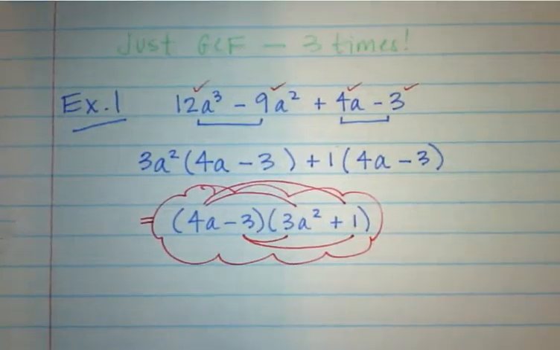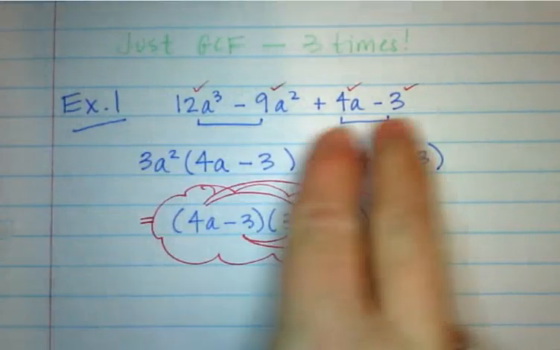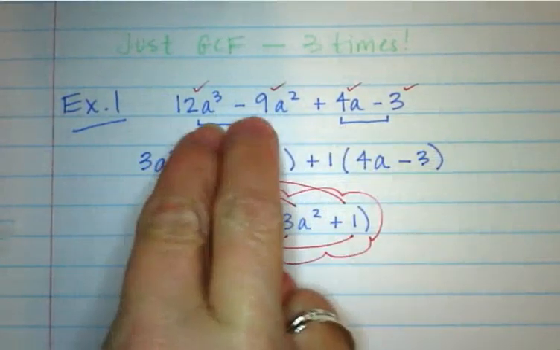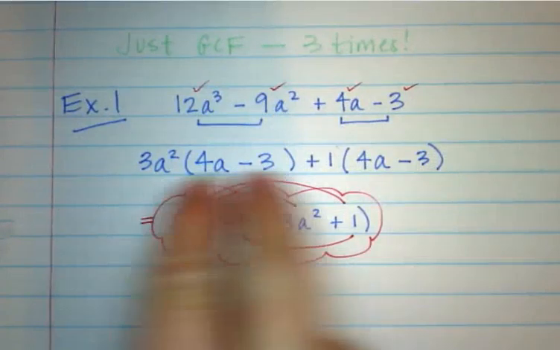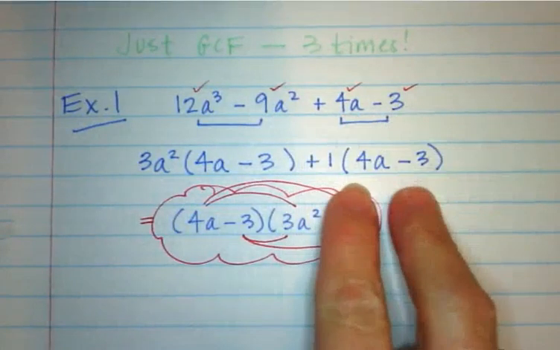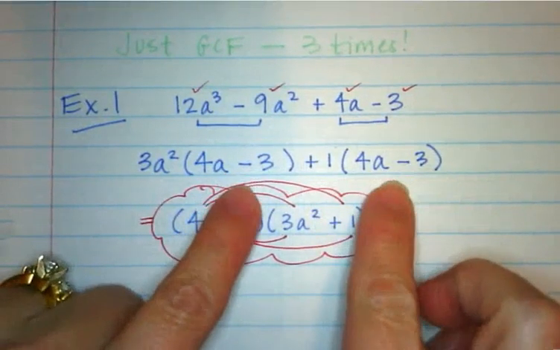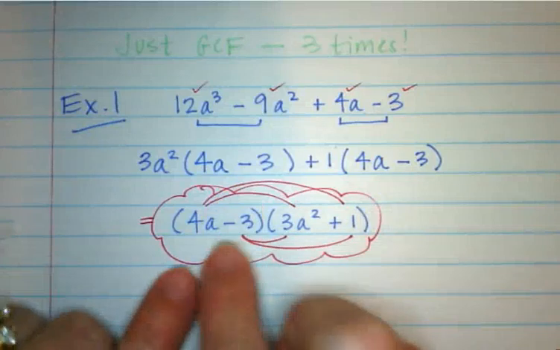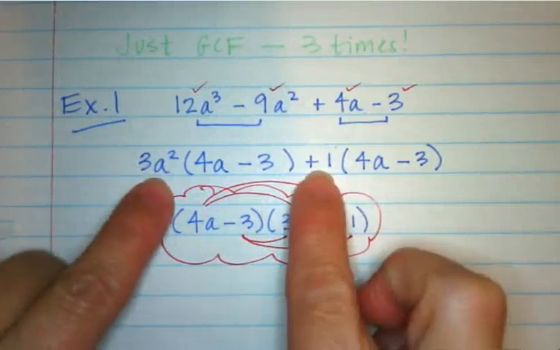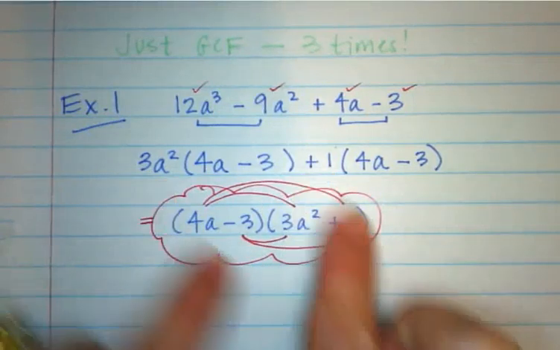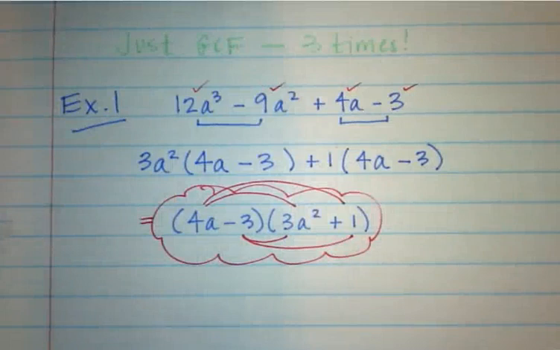Just to recap what we did: we separated them into groups of 2, took the GCF of this group, then the GCF of this group, and we ended up with the same set of parentheses, which became the GCF of our last group. Then the leftovers go back over here. Alright, let's try another one.